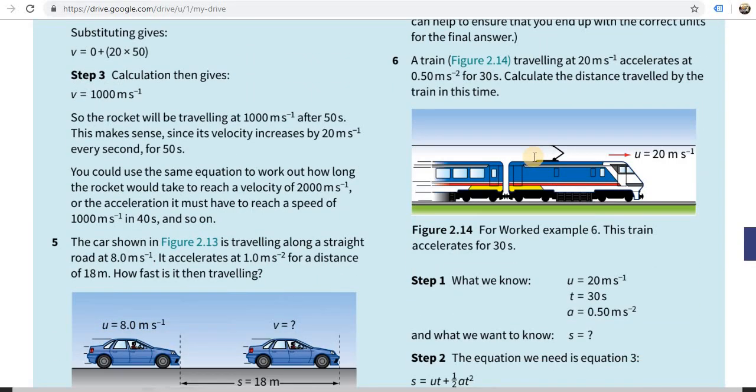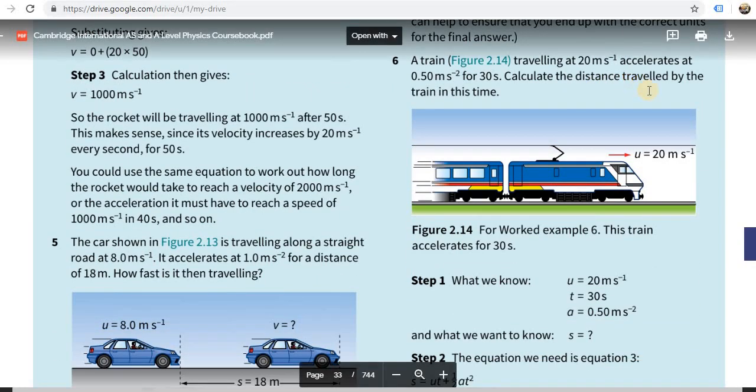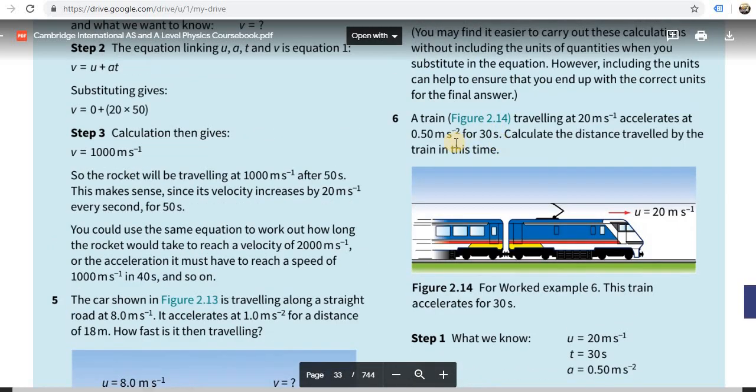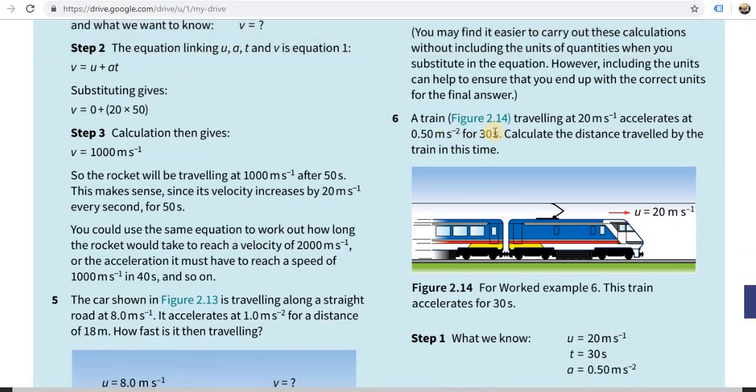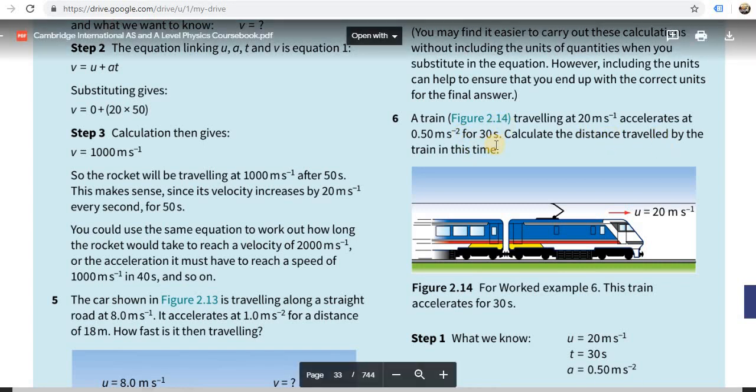Next example, a train traveling at 20 meters per second accelerates at 0.50 meters per second squared for 30 seconds. Calculate the distance traveled by the train in this time.